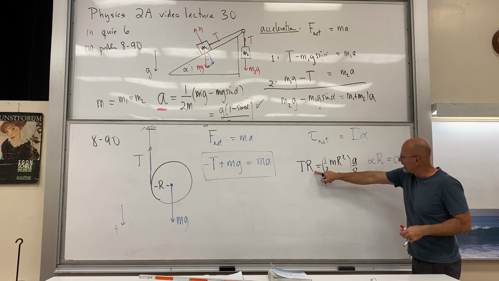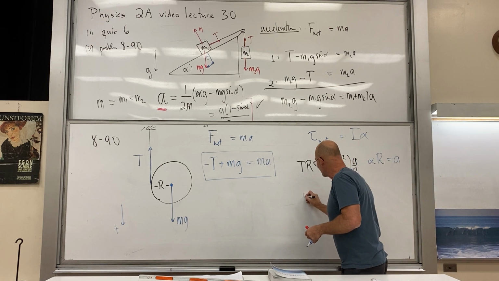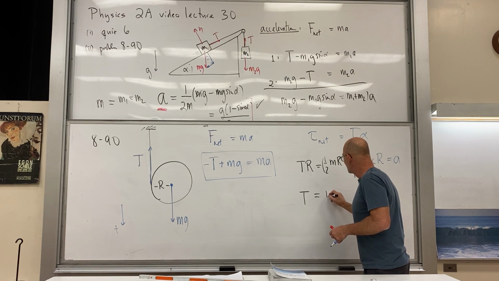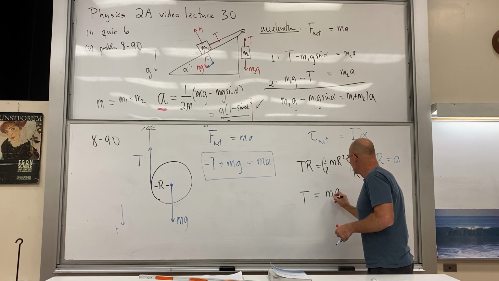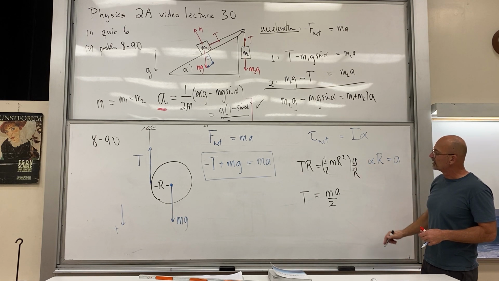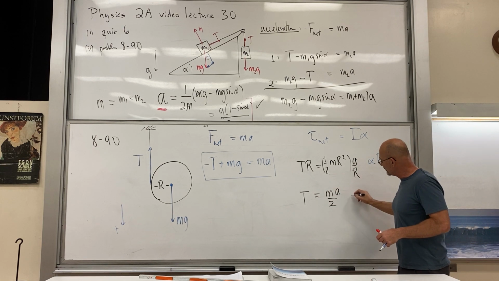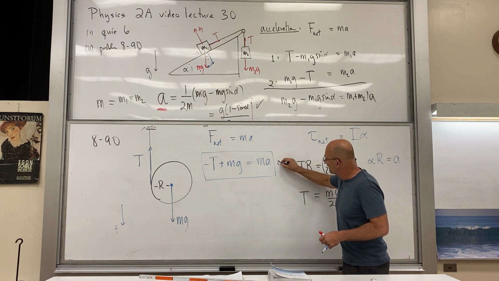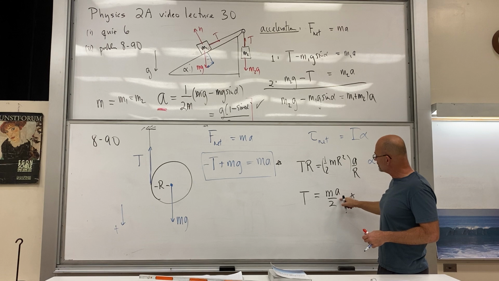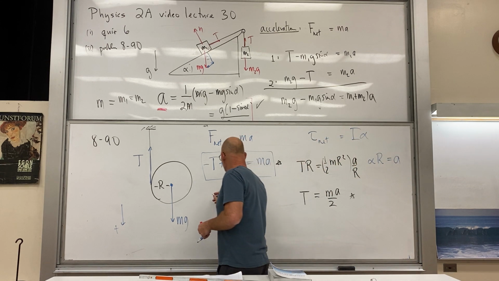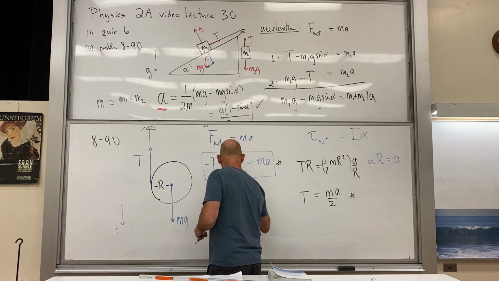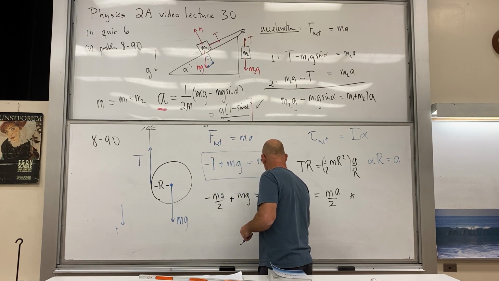And now we can cancel all of the R's in this equation, and we get T is equal to MA divided by 2. Okay, R's cancel, MA divided by 2. So we can plug this expression into here. Okay, that'll eliminate the tension. So we'll have minus MA divided by 2 plus mg is equal to MA.